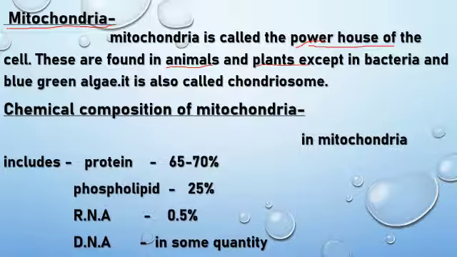But here is a very interesting question: mitochondria are found in animals and plants, but in which organisms is there a lack of mitochondria? You can remember that, except for the bacteria, the next one is the blue-green algae. In bacteria and blue-green algae, there is a lack of mitochondria. In the cells of bacteria and blue-green algae, mitochondria are not found.